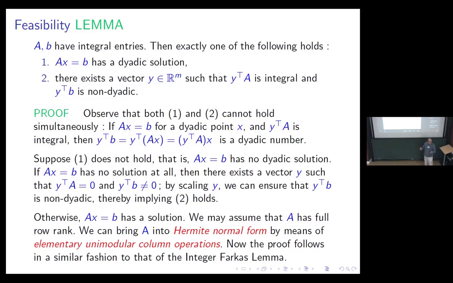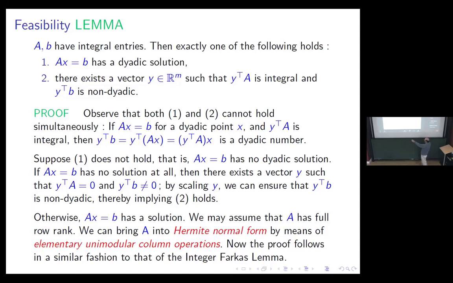Then, okay, if AX equals B has no solution at all, then that's the standard Fredholm lemma or Gaussian elimination, whatever. So in that case, there would exist a vector y such that you can get 0 on the left-hand side and something not 0 on the right-hand side. And by scaling, you can ensure that, in fact, the right-hand side is non-dyadic. So that settles this case.